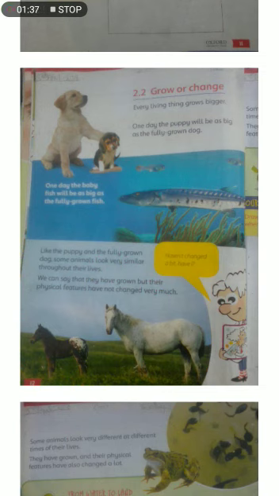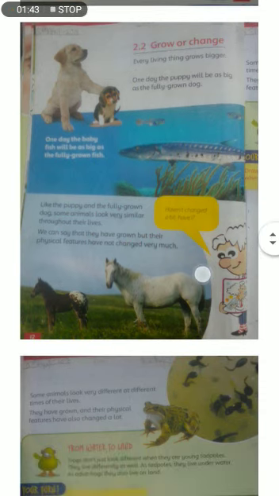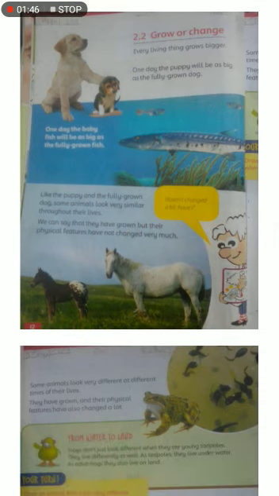Second is a baby fish and a fish. One day a baby fish will be as big as the fully grown fish. And the next picture is a horse and foal. Like the puppy and a fully grown dog, some animals look very similar throughout their lives. We can say that they have grown, but their physical features have not changed very much.